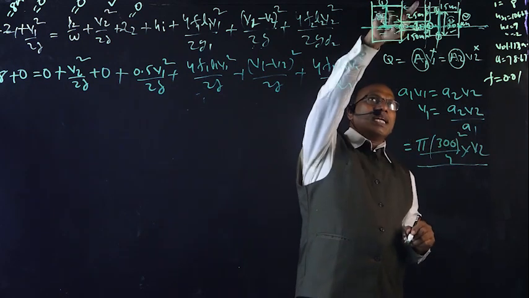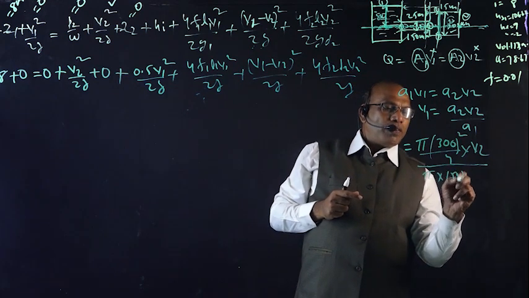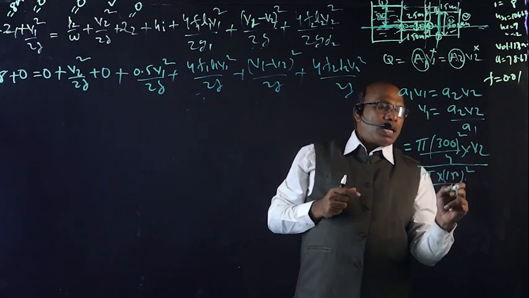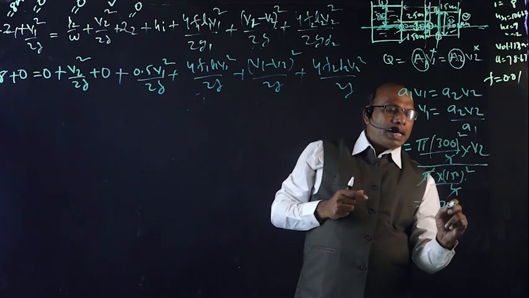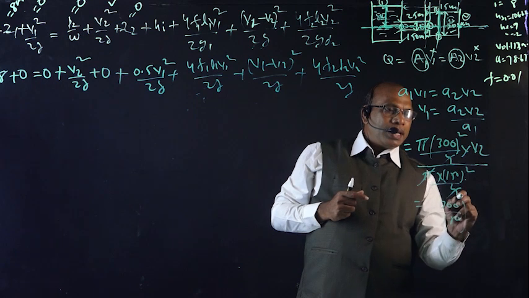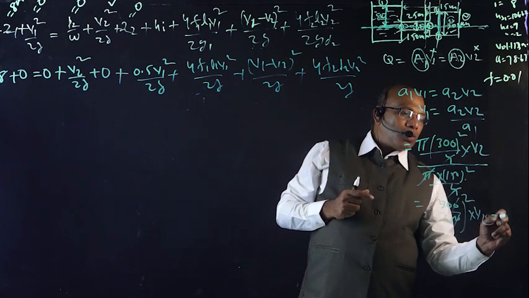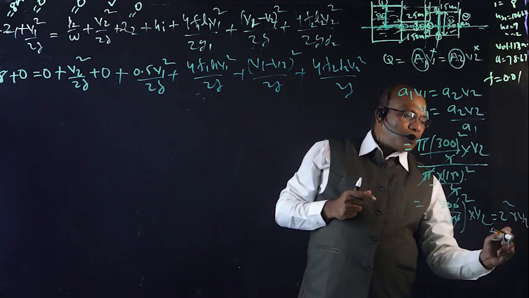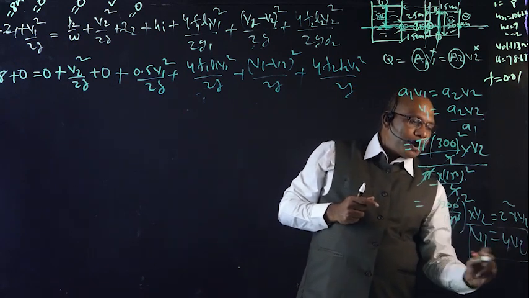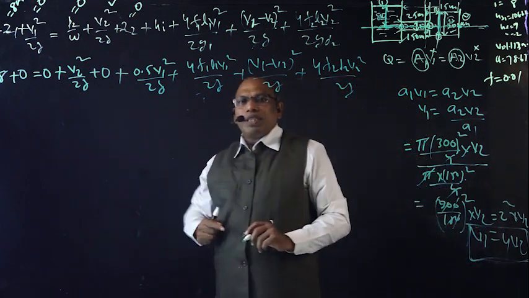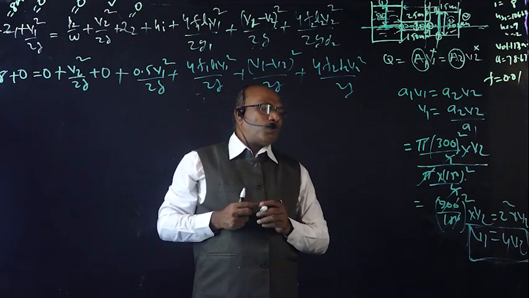Divided by A1. A1 is the cross-sectional area of pipe 1, that is equal to pi into 150 square divided by 4. The 4s cancel, the pis cancel. This is equal to 300 square divided by 150 square into V2. Zeros cancel, 15 ones, 15 twos. That is equal to 2 square into V2, which is 4V2. Therefore, V1 is equal to 4V2. We have developed the relation between the velocity in pipe 1 and the velocity in pipe 2, that is, V1 is equal to 4V2.